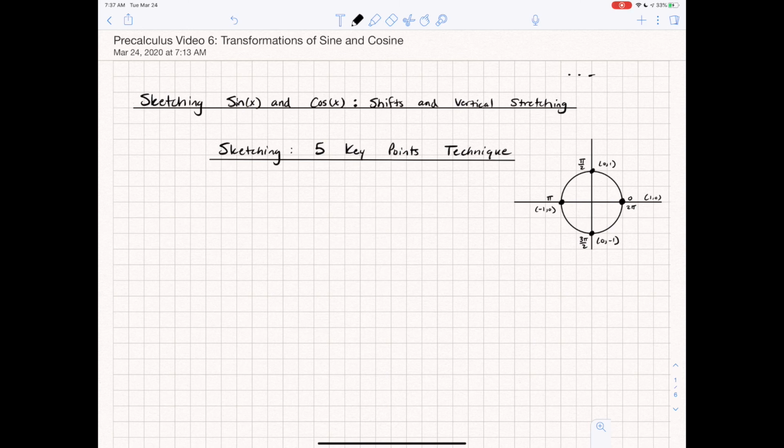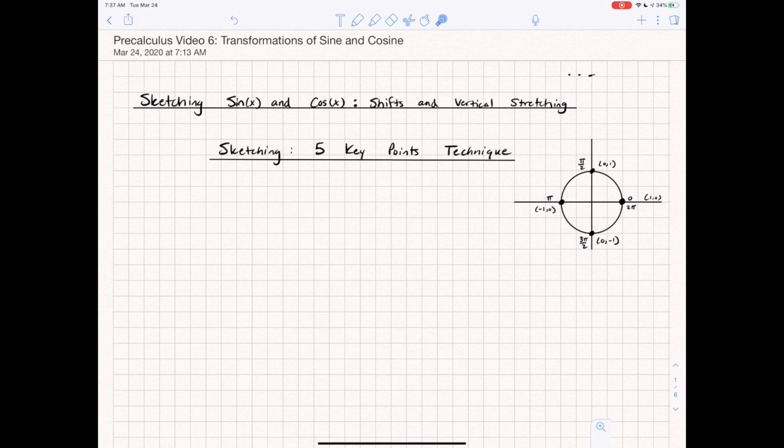Before we get into that, I want to highlight a key idea, what's called the 5 key points technique, because I need a pretty efficient method to sketch these. The goal here is to sketch; we're not getting a complete graph by hand. I don't want to plot every single special angle like we did when we initially came up with the graphs of sine and cosine. So my goal here is to only use 5 key points.